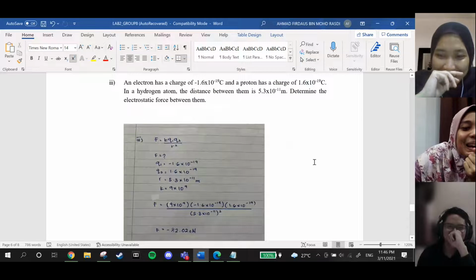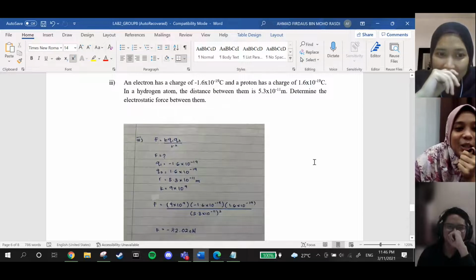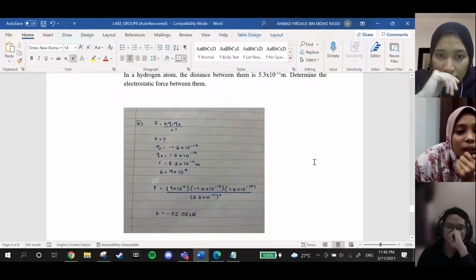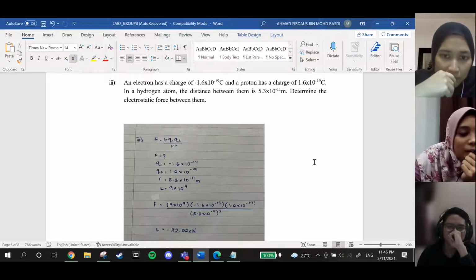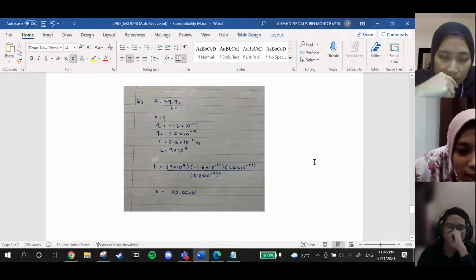Okay, next question is an electron has a charge of negative 1.6 times 10 to the power of negative 19 and a proton has the same charge magnitude. So we substitute the values as well. So we also got the force, which is 82.02 nanonewton.